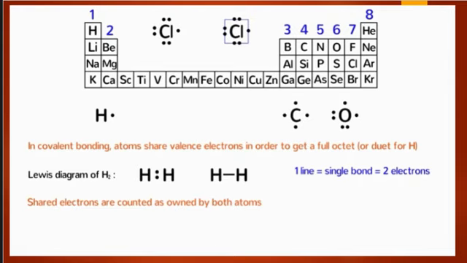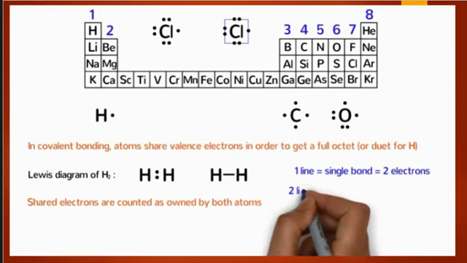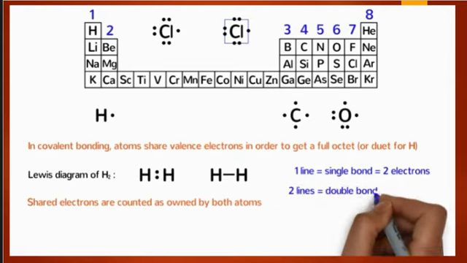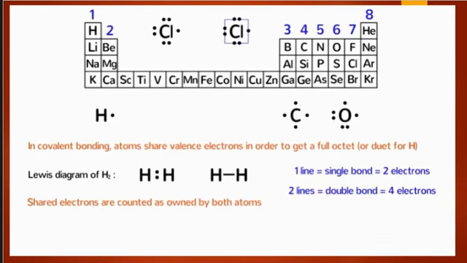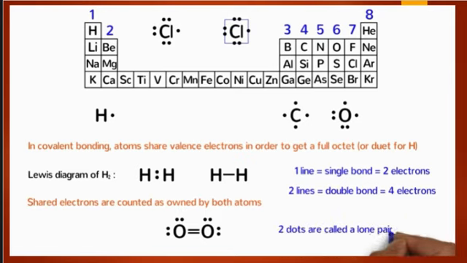2 shared electrons. In the same way, 2 lines between atoms would be a double bond and would be the sharing of 4 electrons. An example of a molecule with a double bond is oxygen, which looks like this. Notice that in this Lewis diagram, both oxygen atoms have 8 valence electrons, 4 from the double bond and 4 from the lone pairs of electrons. By the way, 2 dots together are called a lone pair of electrons.